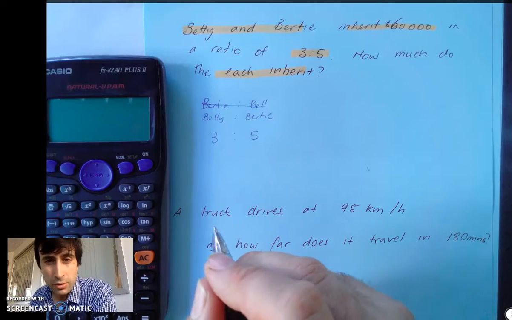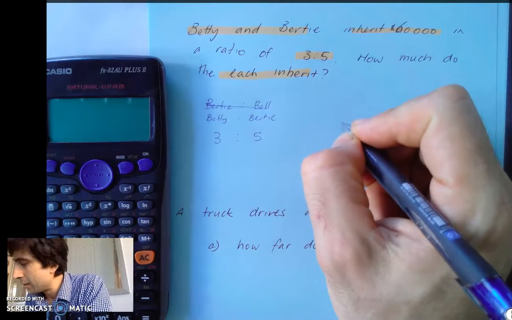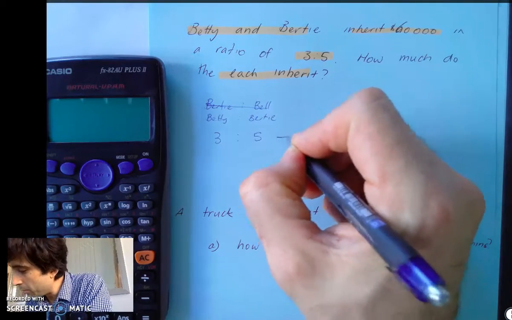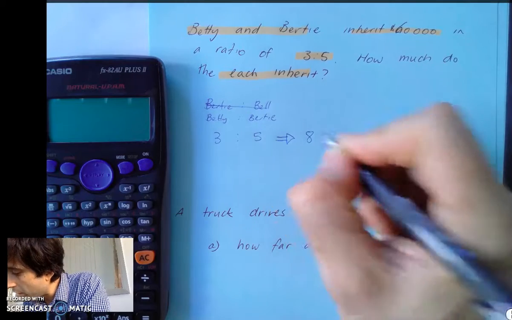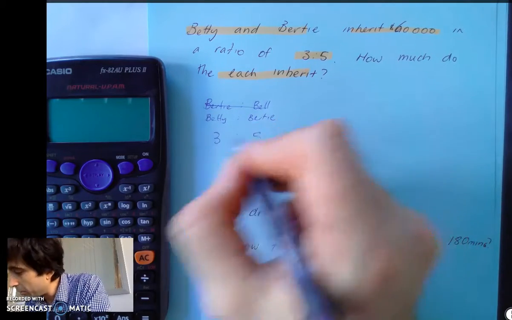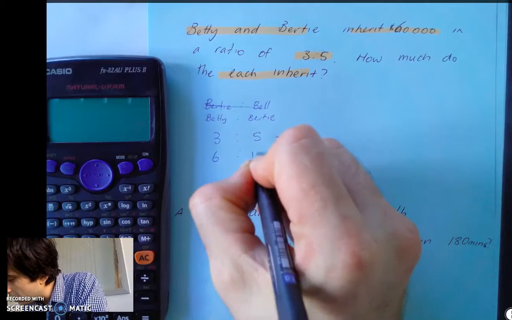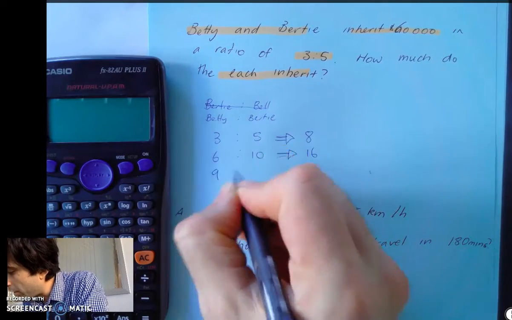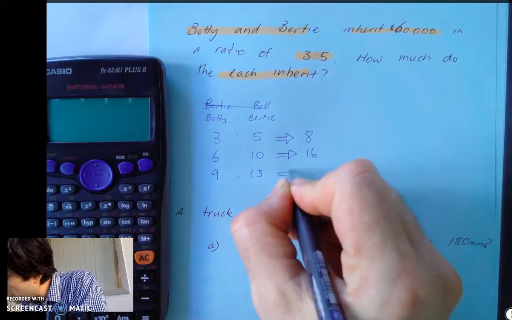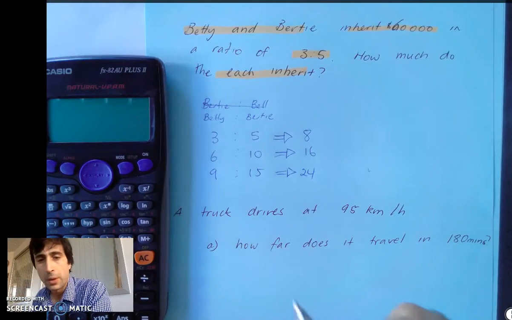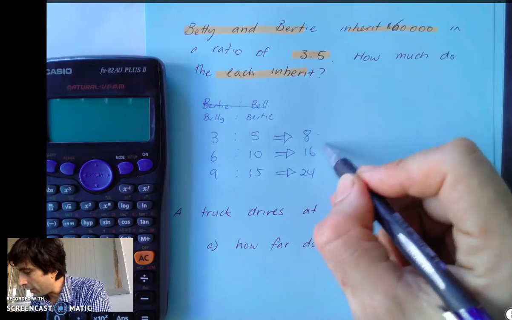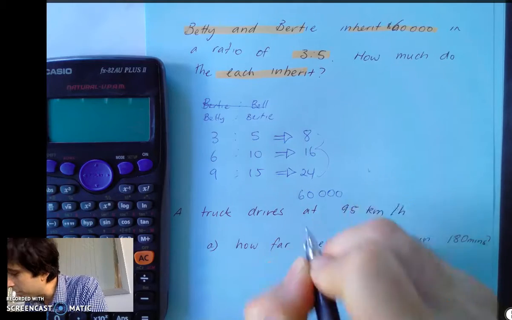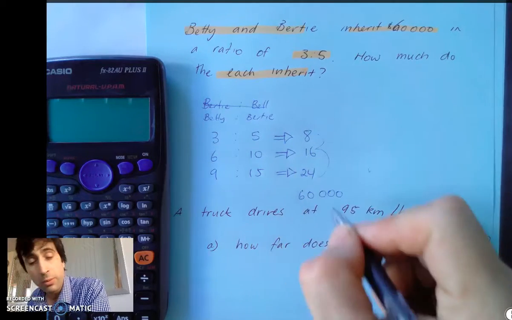Now this is one of those tricky ones, and we call these dividing in a given ratio. Because what we're doing is we're moving in groups of 8. So if I double both sides, 6 is to 10, we've got 16. If I triple both sides, we've got 9 is to 15. And we end up with 24. We need to keep on going, boingy, boingy, boingy, until we get up to 60,000, and then we'll know what we do to these ones.